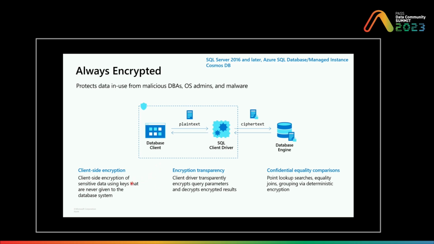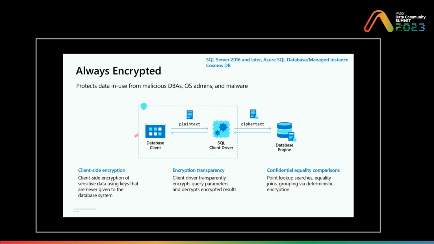So we started our journey in SQL Server 2016, and Always Encrypted is also available in Azure SQL DB, managed instance, and also in Cosmos DB. Still, this is also available in SQL Server 2022. Now, how does Always Encrypted work? You have here on the left side your application, which is considered as trusted. Everything outside the application is considered as non-trusted. So the network, the database engine, the DBAs, the operating system administrators are considered as non-trusted.